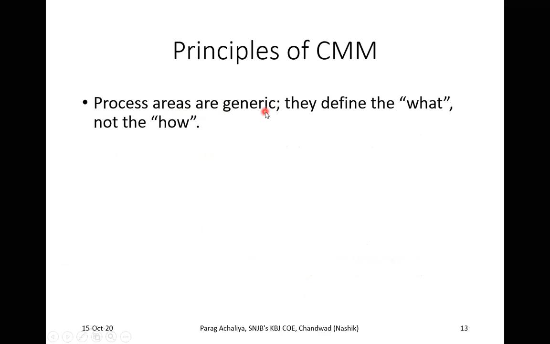The process areas are generic. Whatever process we discussed in the previous slide, all those processes are generic. That means they define the what, not the how. They only focus on what the product is. They will not focus on how your product is developed. Only the final requirement matters: my product is ready. They are not going to bother how you developed the product, how much time you took, how much effort you gave. Only their focus will be on what you have developed. That's it.